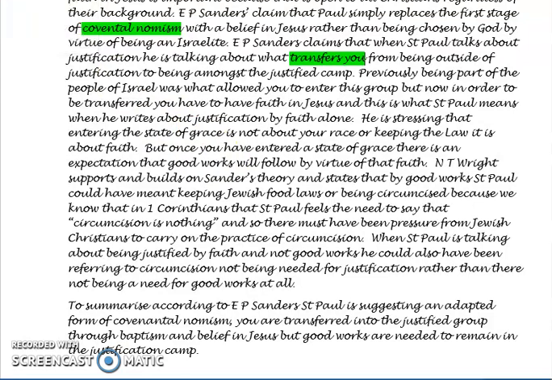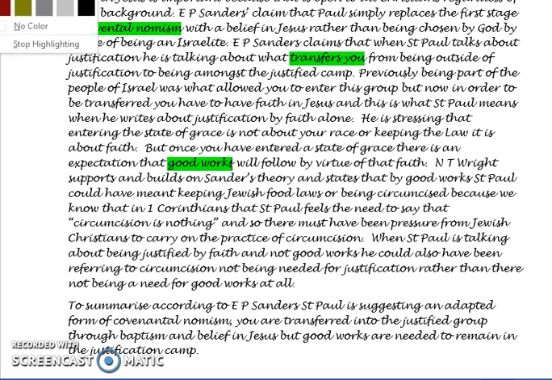Just as for the Jewish people, they entered that state of grace by virtue of being Jewish, but then there was an expectation that you would do good works afterwards. But what gets you into the saved camp is belief. So good works doesn't earn you salvation, but it keeps you being saved.